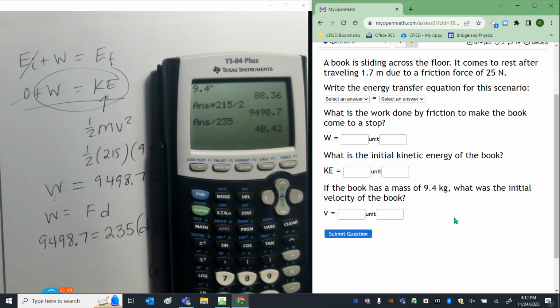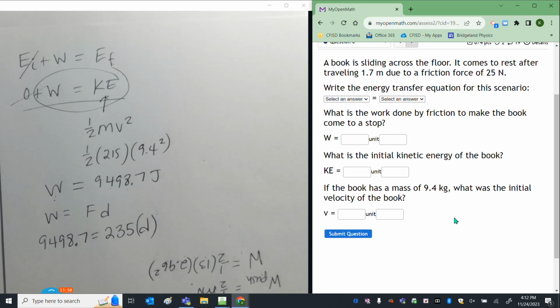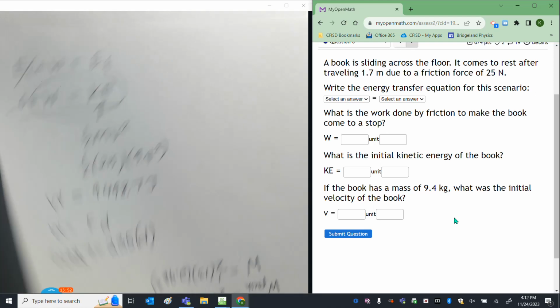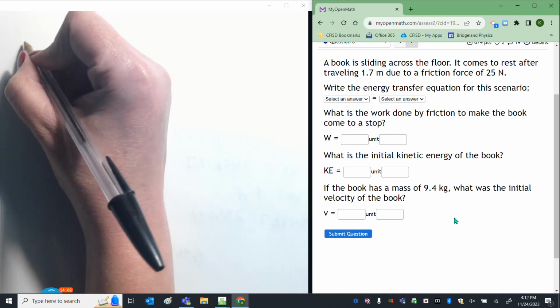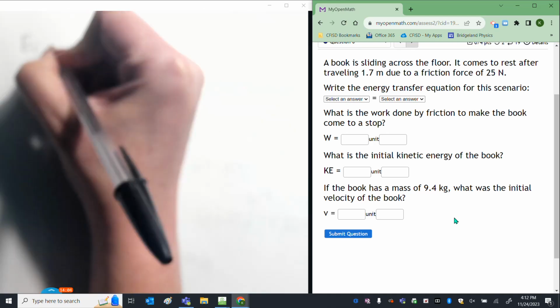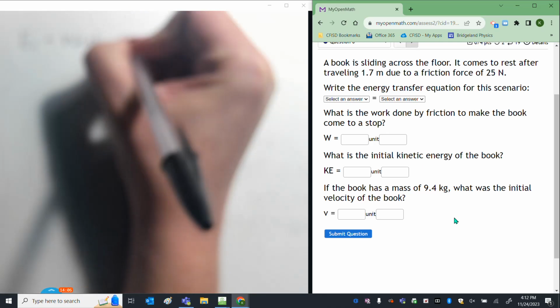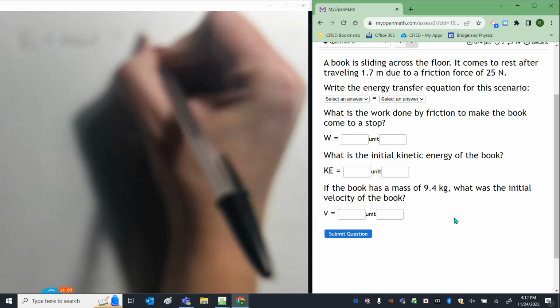Question 6. A book is sliding across the floor. It comes to rest after traveling 1.2 meters due to a friction force of 25 newtons. Write the energy transfer equation. Again, all energy transfer equations have the same basic structure. Our initial energy plus the net work done on the system is equal to the final energy.